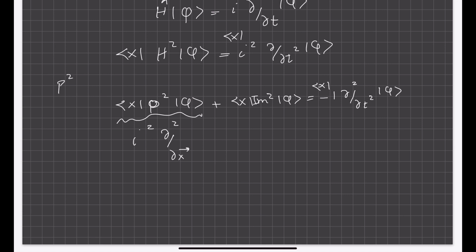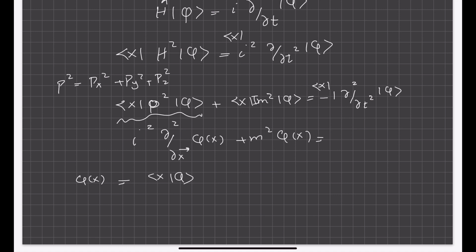Well, we are talking about p squared, which is px squared plus py squared plus pz squared. Now we are just thinking of them as all independent and similar, so we can always reduce it to one dimension and then easily generalize it to three dimensions by just a coefficient. So now this would be phi of x. Phi of x is what? Phi of x is phi projected on x, right? So we have plus m squared phi of x is equal to the second time derivative of phi of x.